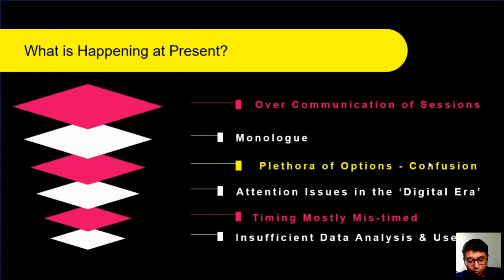At the same time, it also gives an audience the benefit of choosing from plenty. So there is a plethora of options out there. Confusion is there in the mind of the audience as well as in the mind of the, I will say, the orchestrator: what to do, how to do. That confusion will always be there.